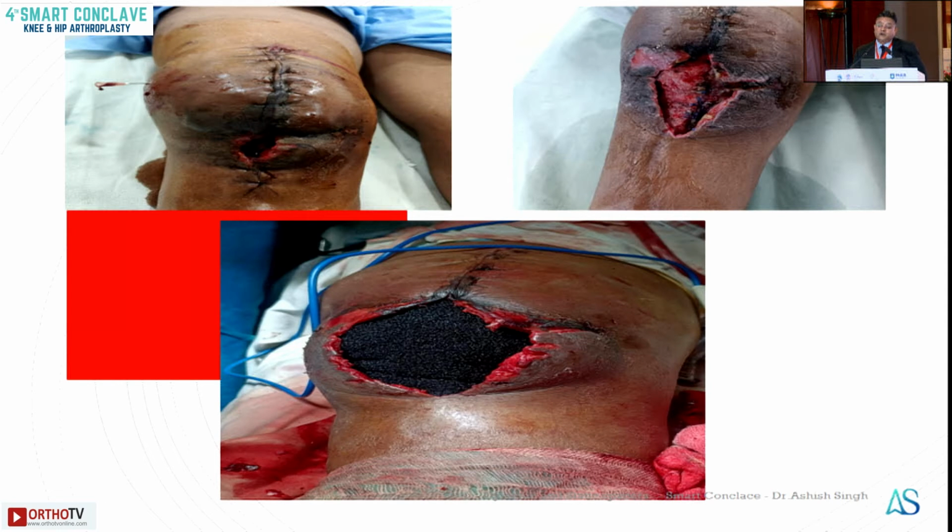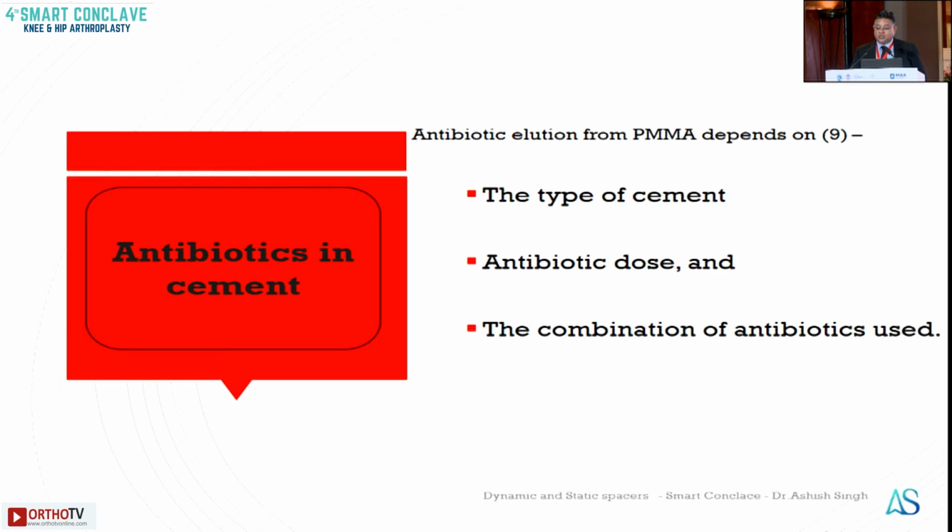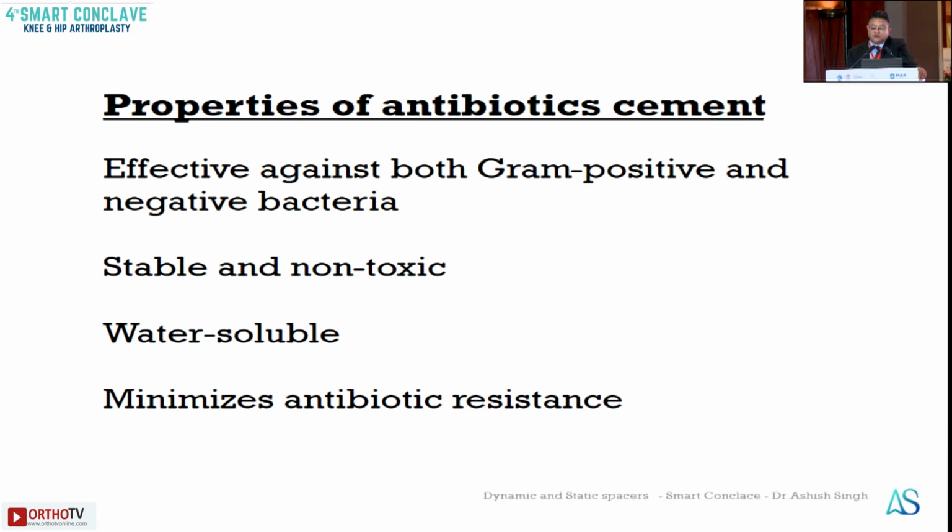These are the complications in which the spacers put are too large, so you can't close the skin. So ultimately you end up in vacuum dressing and flap reconstructions. But when you talk of static spacers, the knee is in extension, or in the hip also it dislocates. So the second most important thing is what are the important types of cement which you can put.